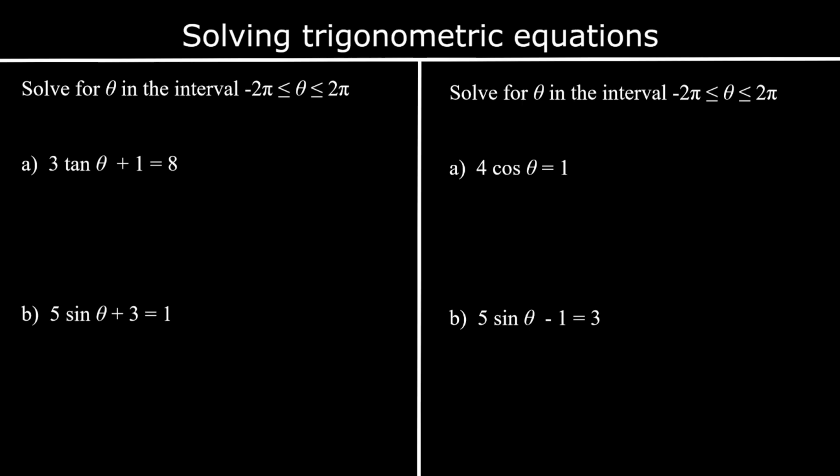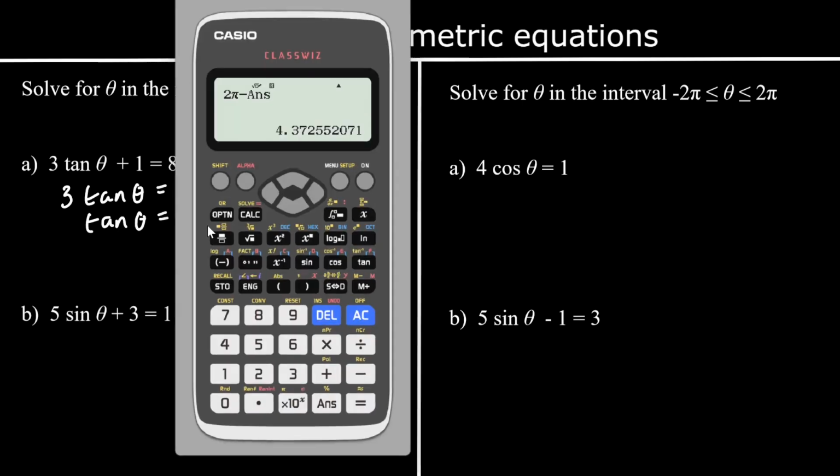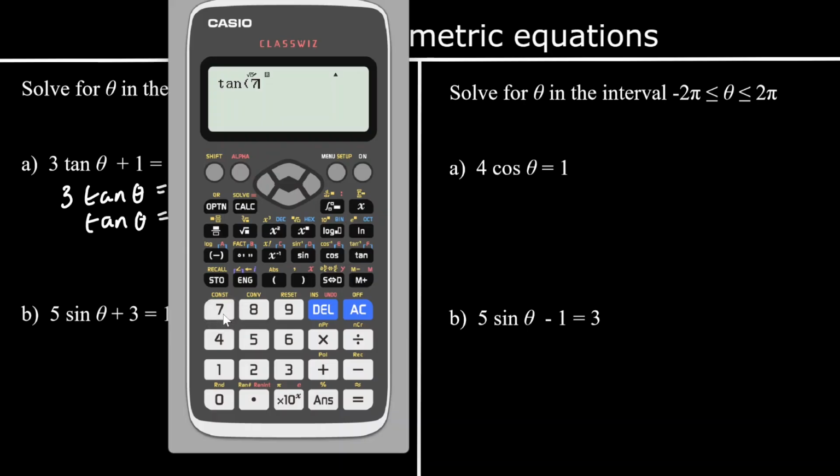And another question, solve for theta in the interval -2 pi to 2 pi. 3 tan theta plus 1 equals 8. So I'm going to take 1 away from both sides. 3 tan theta equals 7. I then divide both sides by 3. So tan theta equals 7/3. So shift tan 7/3 will give us our first answer, which is 1.17.